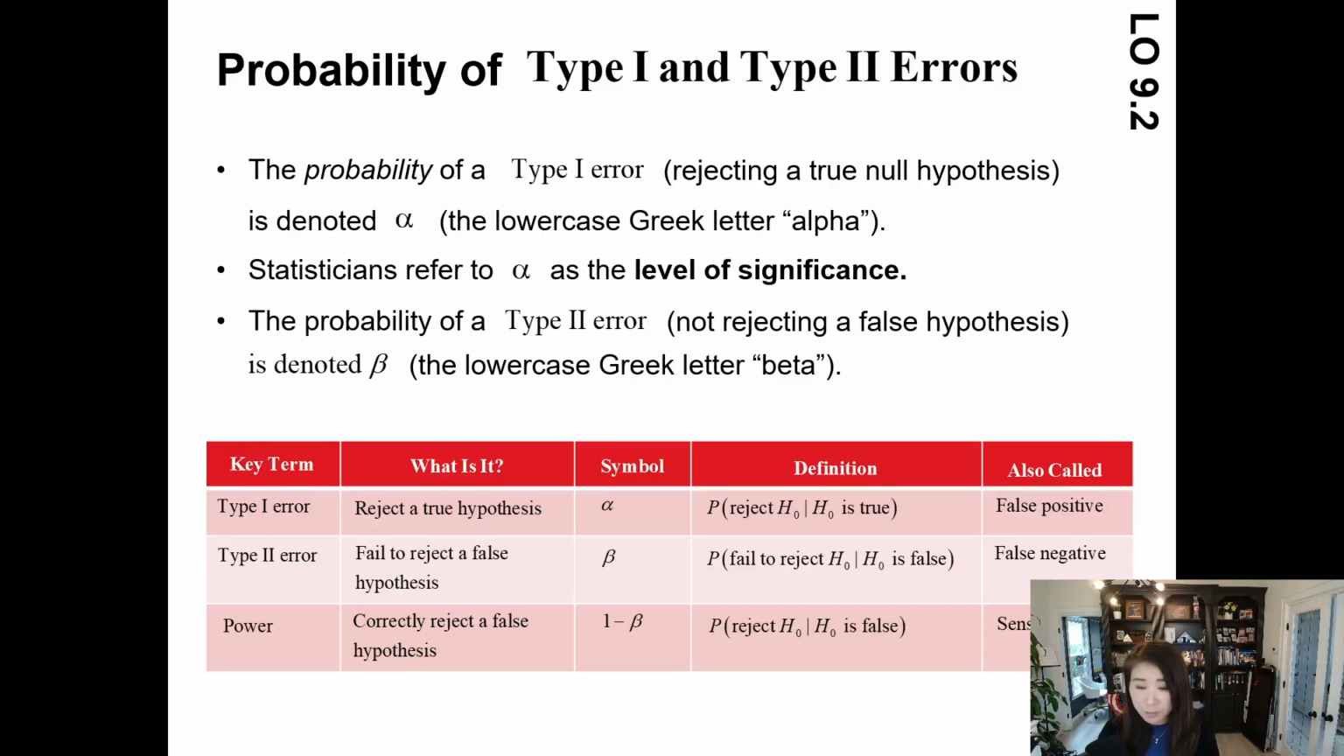In order to control the type 1 and type 2 error, we need to think about the probability of making those errors. So therefore, here are the definitions. We're introducing alpha and beta. So alpha is the one we see very, very often in any field.